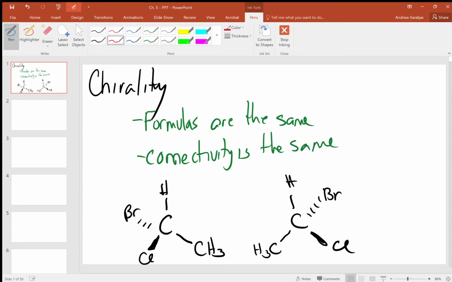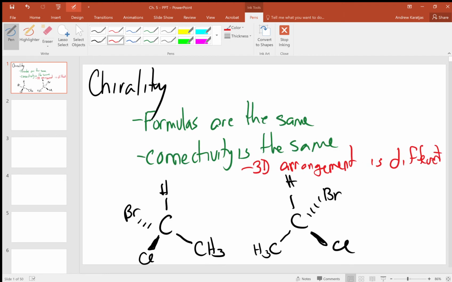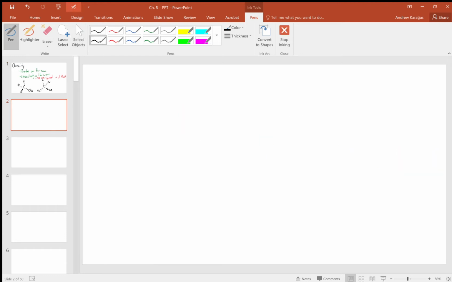And so what you find, or should find if you put these together correctly, is the formulas are the same, the connectivity is the same, but their three-dimensional arrangement is different. And you're not able to superimpose them. So they're not actually the same molecule. So this is an aspect of what we define as chirality.